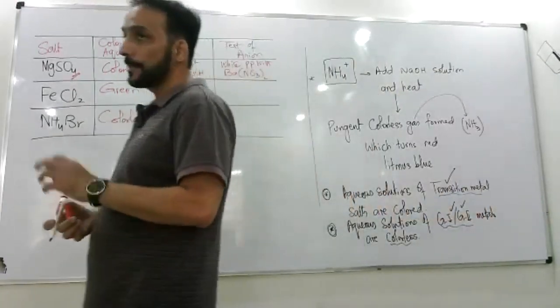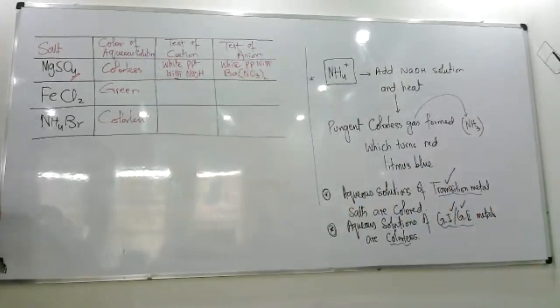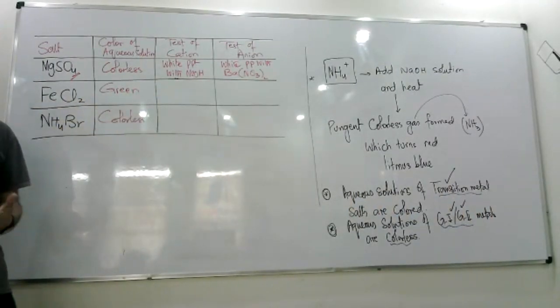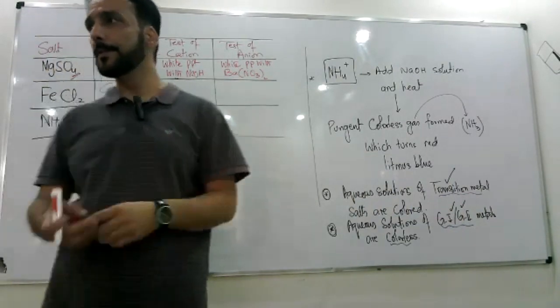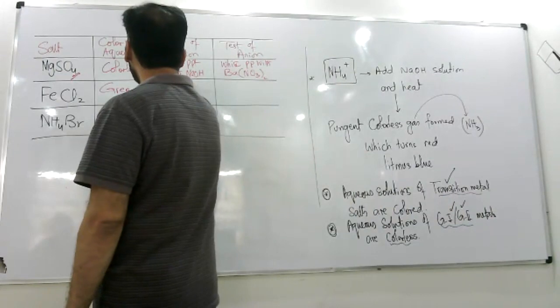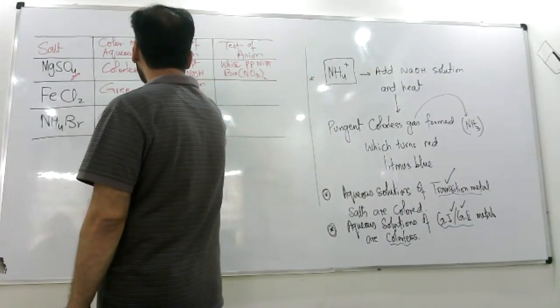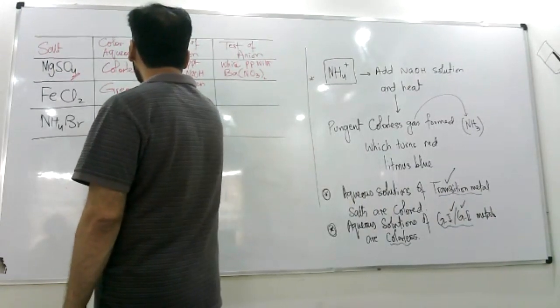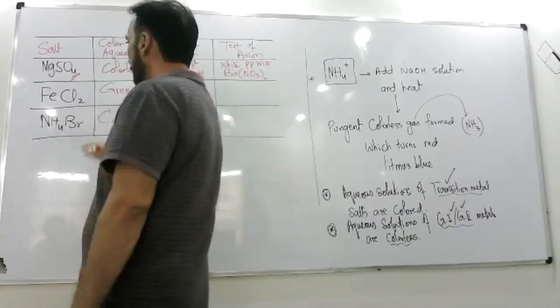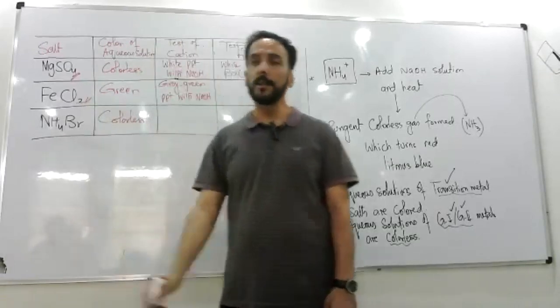And then comes this iron 2 chloride. Iron 2 chloride में the positive ion is iron 2 plus ion, or with NaOH it will form green, gray green precipitates. Gray green PPT with NaOH. And the negative ion is the chloride ion.